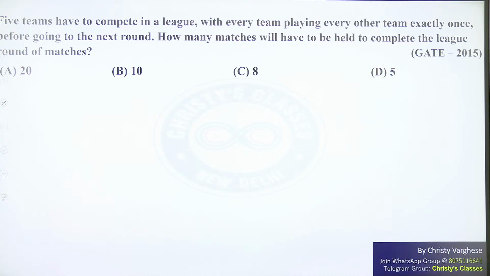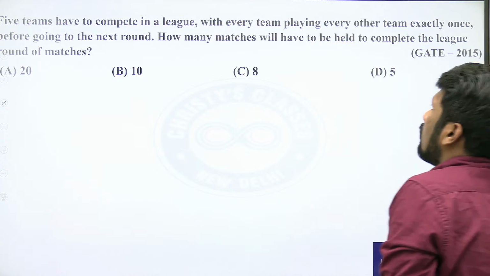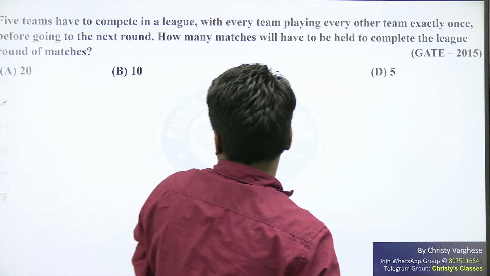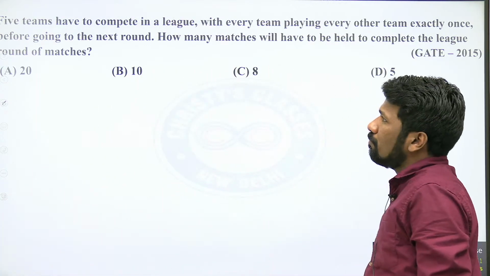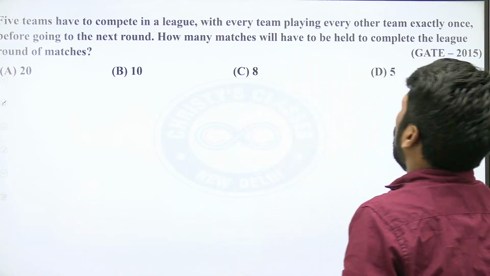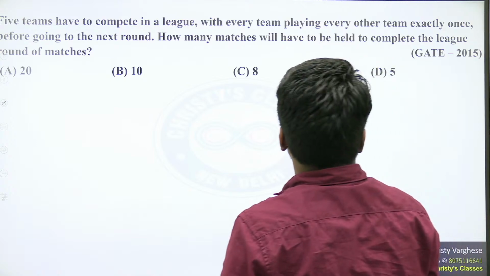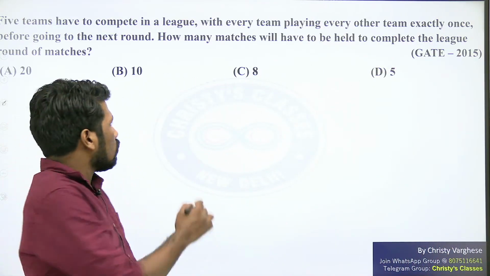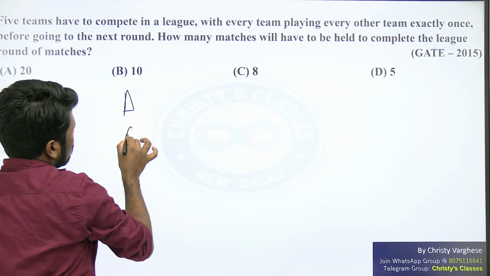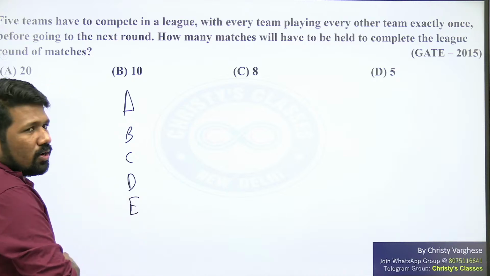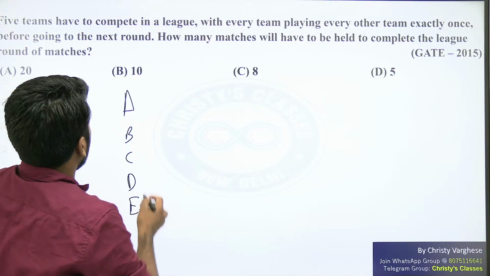Okay, many of you got it right. Wonderful. 5 teams have to compete in a league with every team playing every other team exactly once. So a round robin kind of tournament. Before going to the next round, how many matches will have to be held to complete the league round? So 5 teams, I will call A, B, C, D, E. This question, either fundamental principle of counting or basic counting, both ways you can do it.